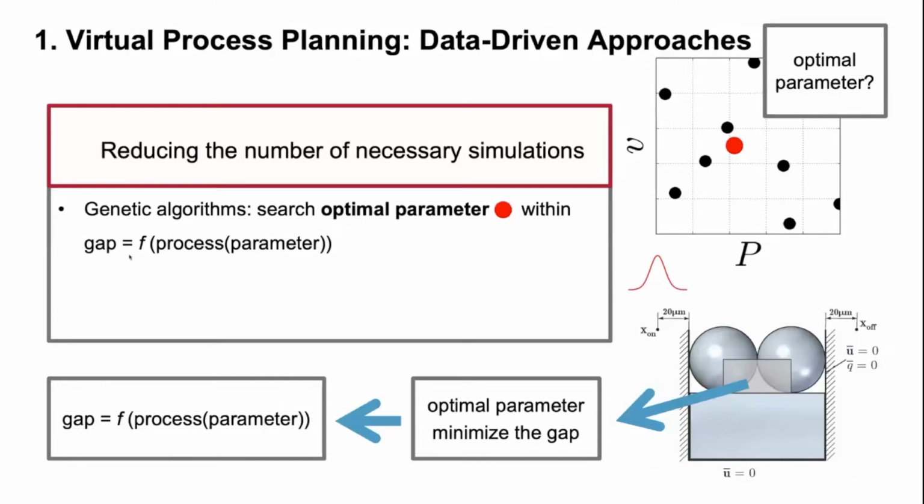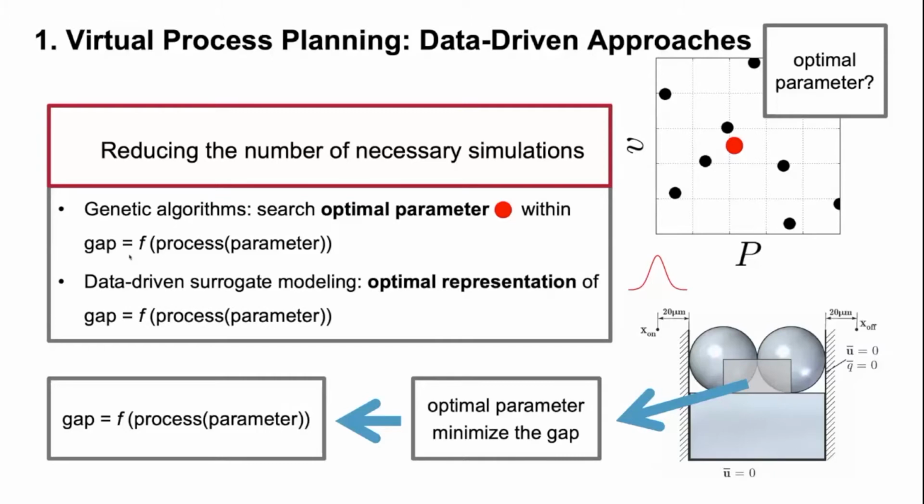but it only helps when we want to look for the one and only optimal parameter set. What we are rather interested in might be a data-driven surrogate model. So here we seek an optimal representation of this gap function. So we want to build a data-driven surrogate which helps us to identify this gap as a function of the parameter set.